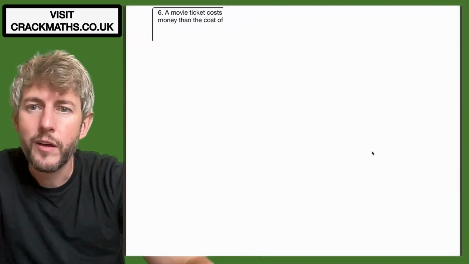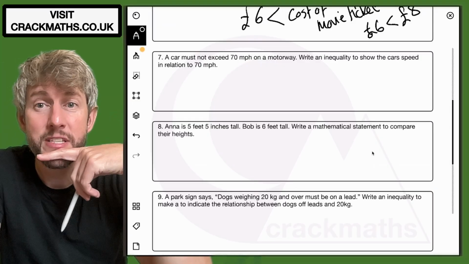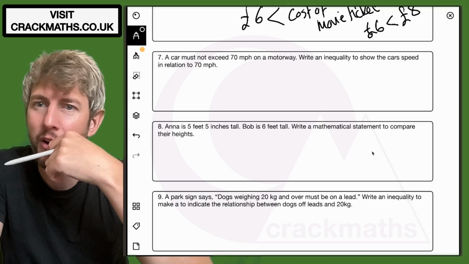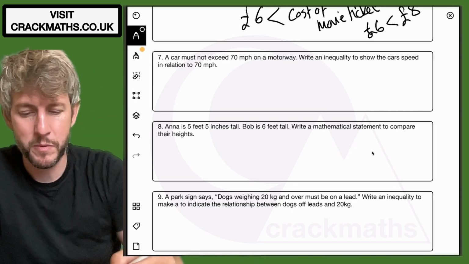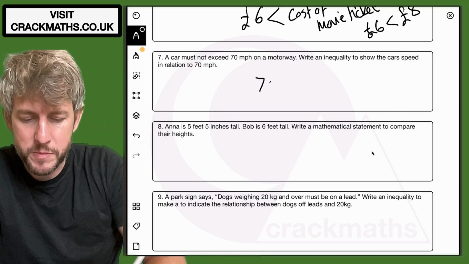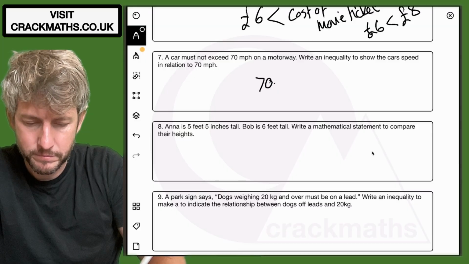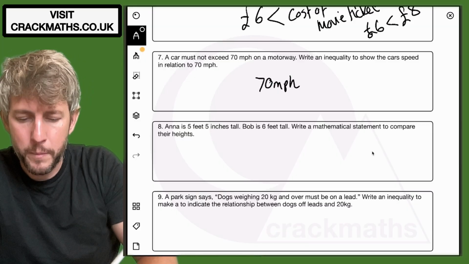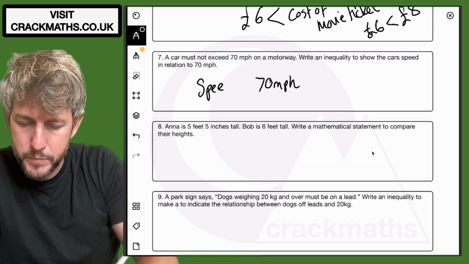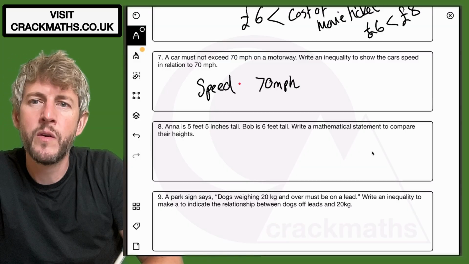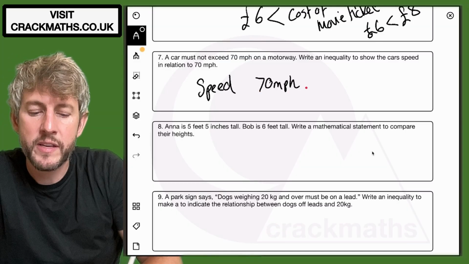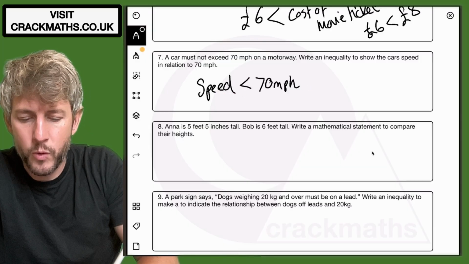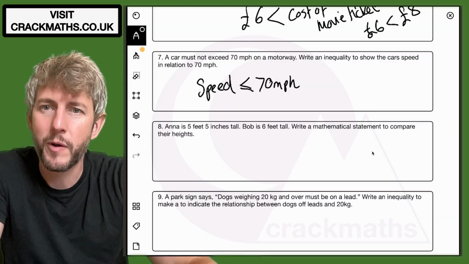Right, question 7. A car must not exceed 70 miles per hour on a motorway. Write an inequality to show the car's speed in relation to 70 miles per hour. So we've got 70 miles per hour, and then I'll put the speed here. The speed cannot exceed 70 miles an hour, so the speed will be less than or equal to 70 miles per hour.